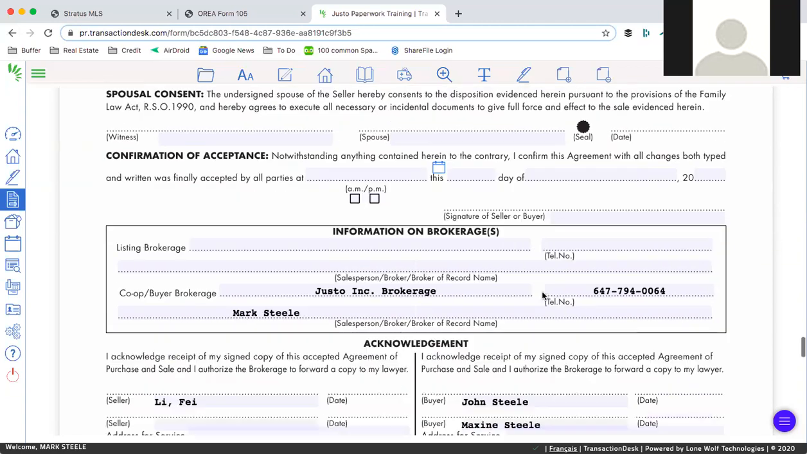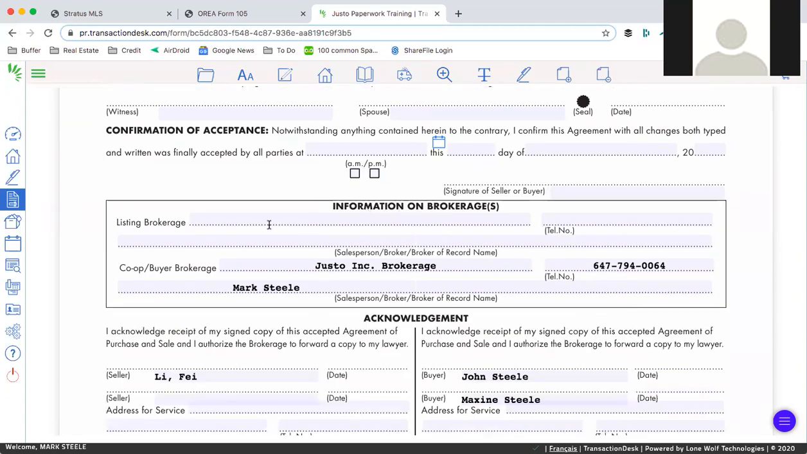Okay, perfect. Here, as everywhere else, you're going to put the information of the brokerages. So listing brokerage. Listing brokerage is going to put their name, phone number, and the salesperson's name. Same thing with ours, as you see here.